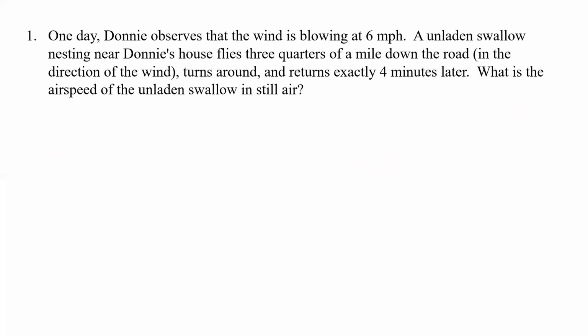All right, so now we have a word problem. And so what we're going to have to do is read it, probably adjust some things to figure out what we have, draw some pictures, come up with our equations, and then solve and simplify those. All right, so one day Donnie observes that the wind is blowing at 6 miles per hour. An unladen swallow nesting near Donnie's house flies 3/4 of a mile down the road in the direction of the wind, turns around, and returns exactly 4 minutes later.